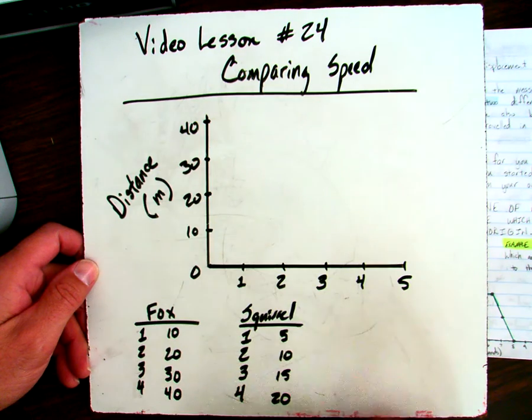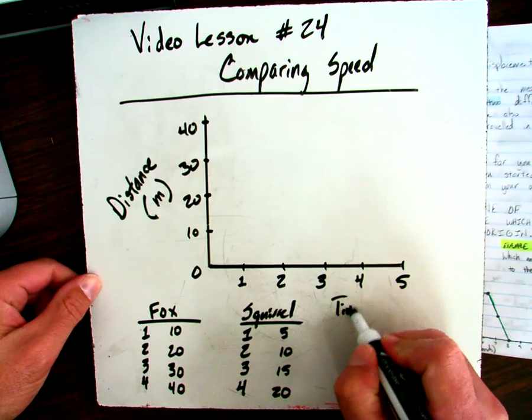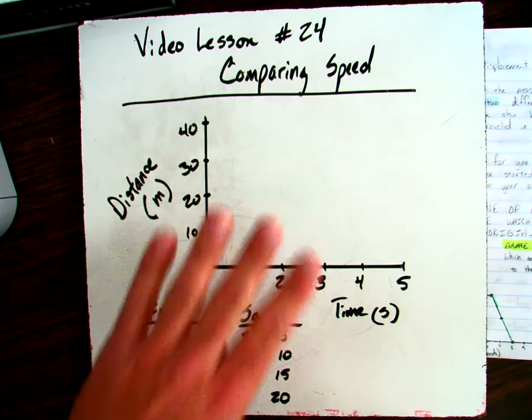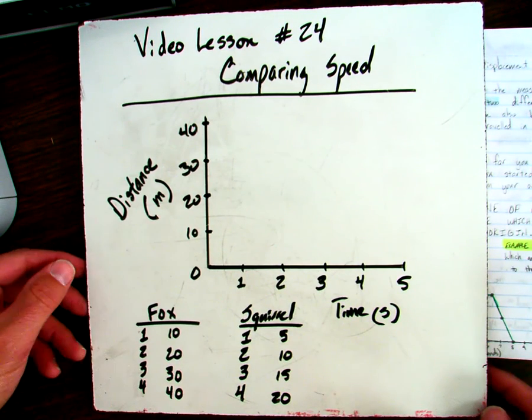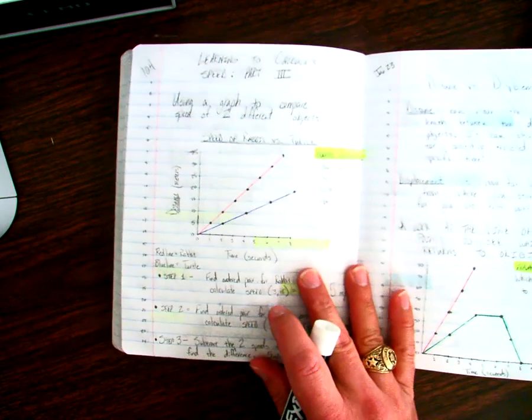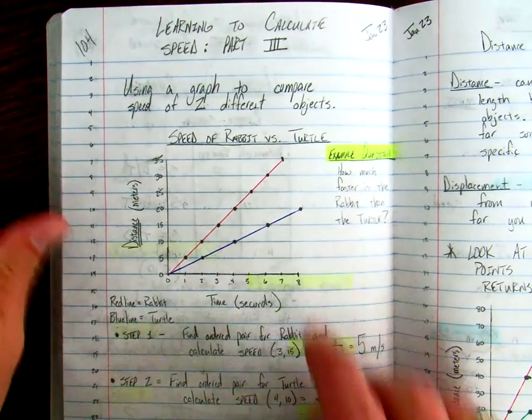Notice we have our time across the bottom, and then we have our distance over here on the other axis. So we're going to put time, and it's going to be in seconds, of course. We're going to come back to this in just a second. I do want to talk about the notes that are on page 104 that go along with video lesson 24. So real quick, I want to touch on these important pieces.